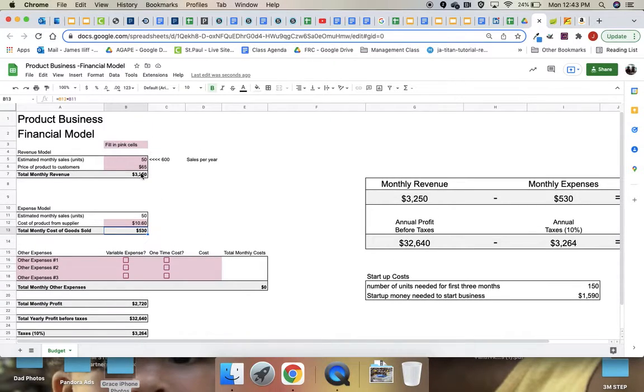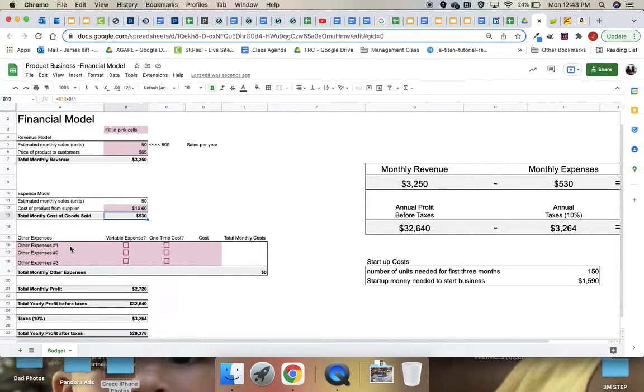So that's interesting. I'm making $3,250 and then I'm spending $520. So these numbers work out really nicely. I like this. Now, obviously we have some other expenses. That's what this section is for here.